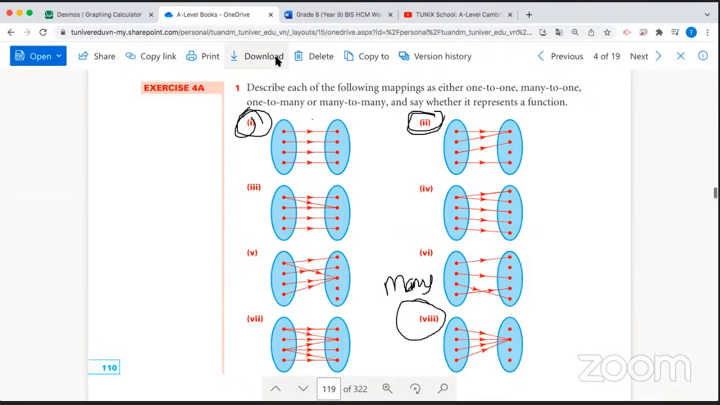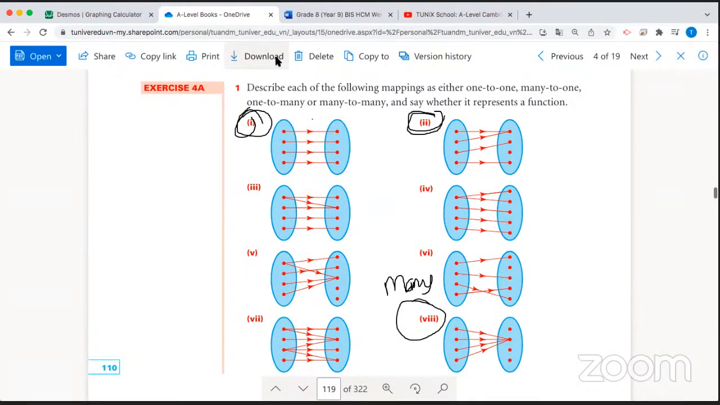Wait, I have a question. Is the general rule just a function? This one. The first one is one to one, right? Yeah, one to one. Yeah, I understand. So that's the function. The second one.